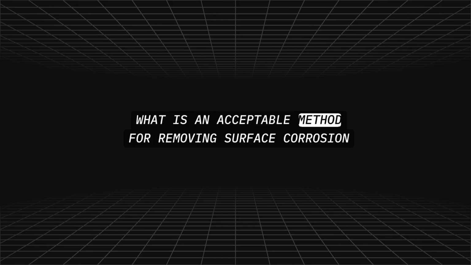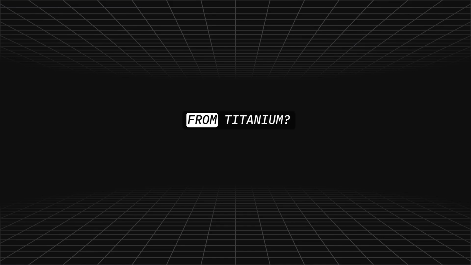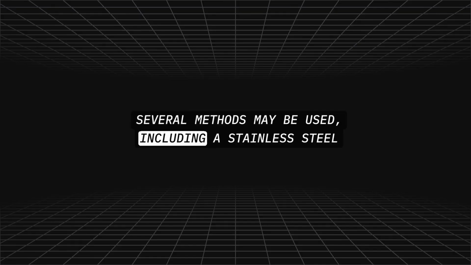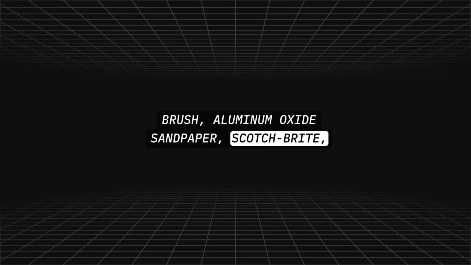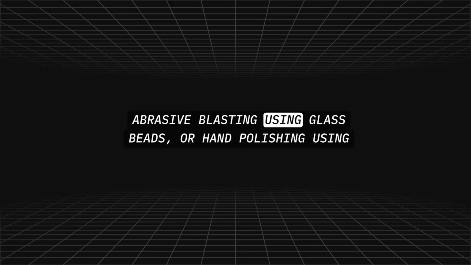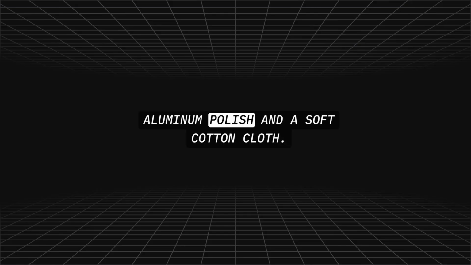What is an acceptable method for removing surface corrosion from titanium? Several methods may be used, including a stainless steel brush, aluminum oxide sandpaper, Scotch-Brite, abrasive blasting using glass beads, or hand polishing using aluminum polish and a soft cotton cloth.